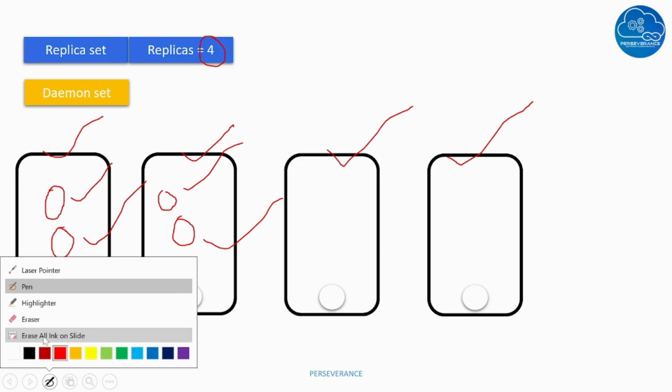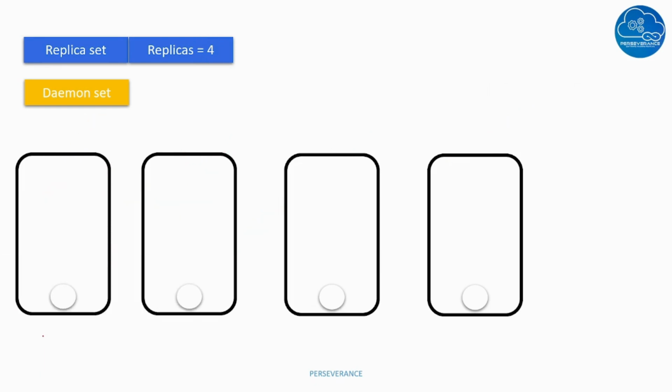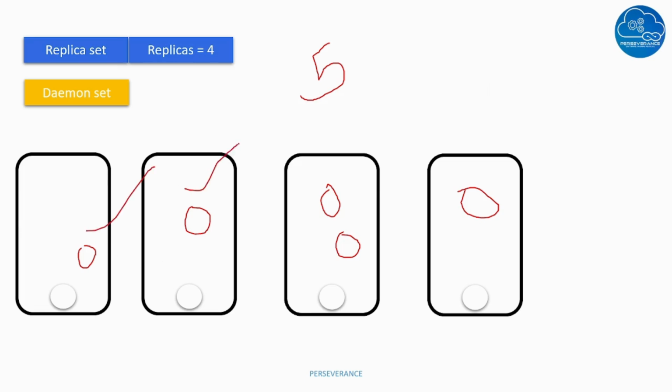It only ensures that if I give 5 replicas, maybe 1 pod here, 1 pod in this worker node, 1 here, and maybe 2 on the third. So it ensures we have 5 available replicas of pods. That's fine.